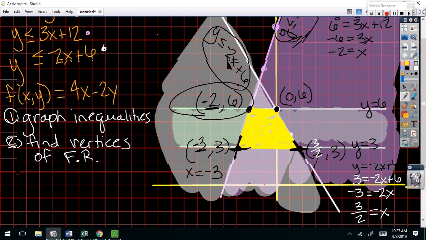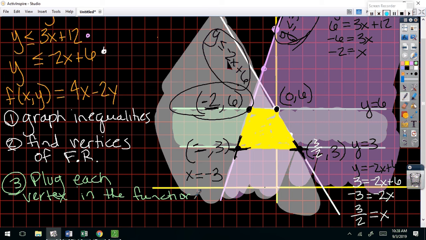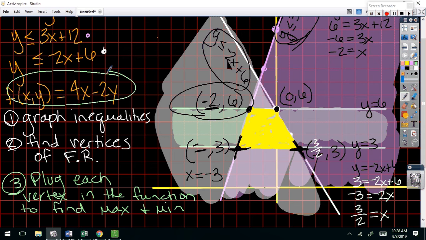All right, so then the last and final step is we have to plug each vertex in the function to find the max and min. Well, there's only one function listed there, right? And that is f(x, y) equals 4x minus 2y. Correct. So each one of those vertices.